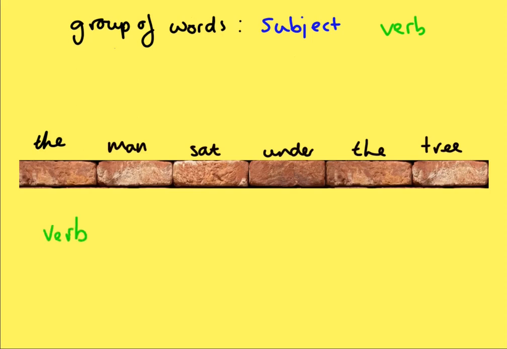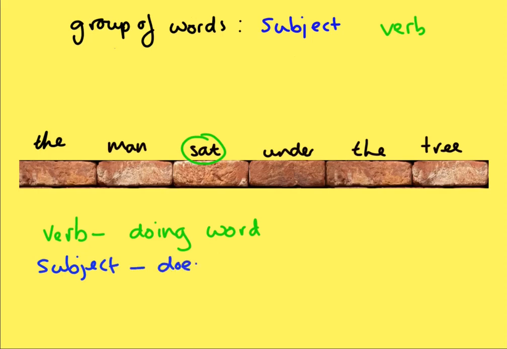A verb is a doing word. It's an action. In this sentence, the man sat under the tree, our doing word is sat. That is the action, sitting. The subject of a sentence, most simply, is the doer, the thing or the person that does the verb, that does the action. So in this sentence, who's doing or what is doing the sitting? Well, it's the man. So in this group of words, the man sat under the tree, we've got a subject, the man, and the verb, sat, doing the sitting. I often think of it verb first and then think about the subject. So this is what we would call a clause.